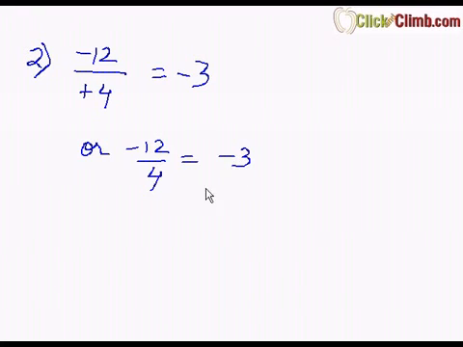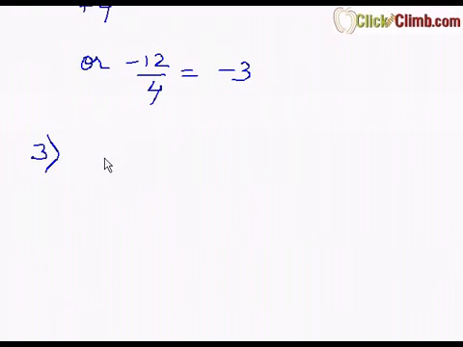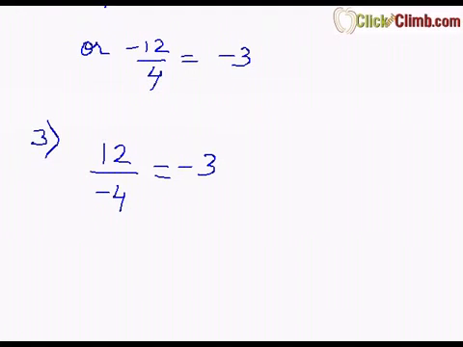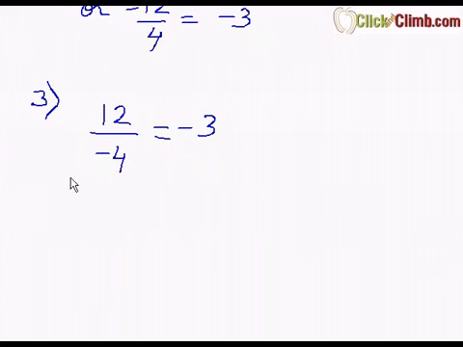transferred to the answer. In the same way, if I try to divide positive 12, or simply 12, by negative 4, again I divide the numbers. 12 divided by 4 is 3, and I can see one negative sign, give that to the answer. So the answer is negative 3. So when I divide 12 by negative 4, I get the answer as negative 3.